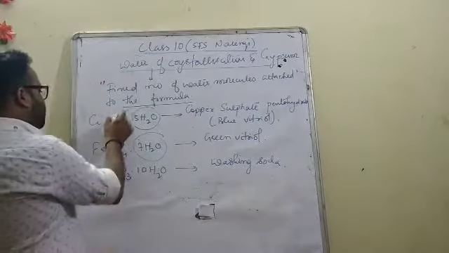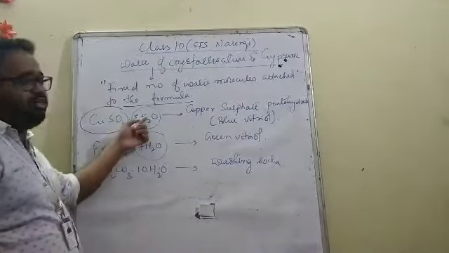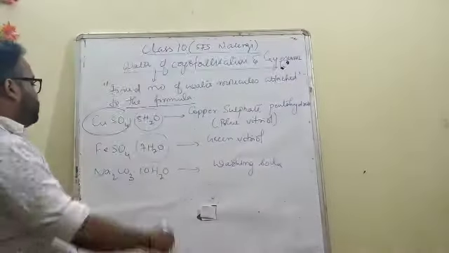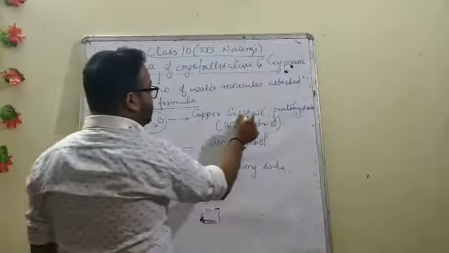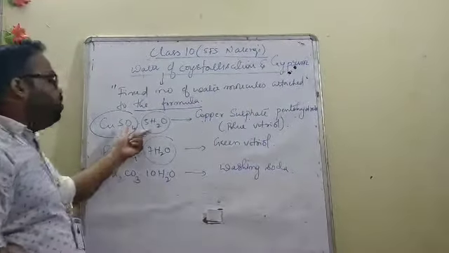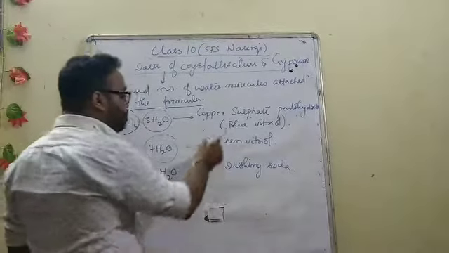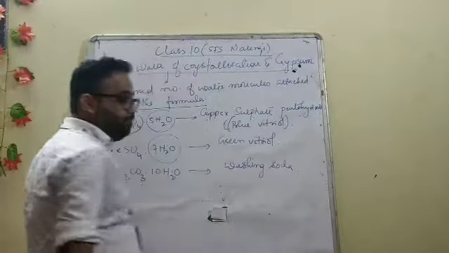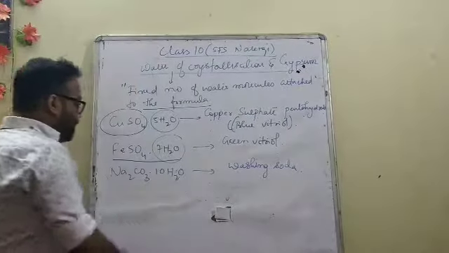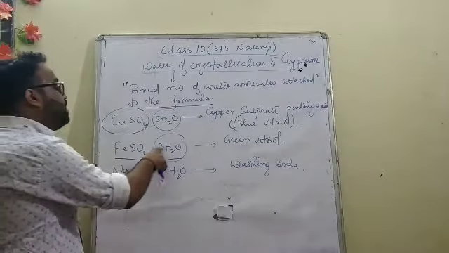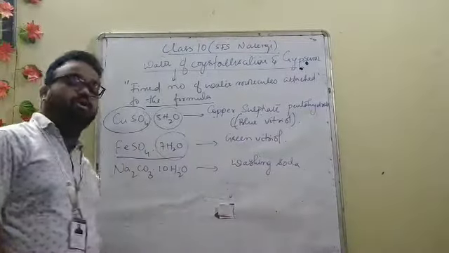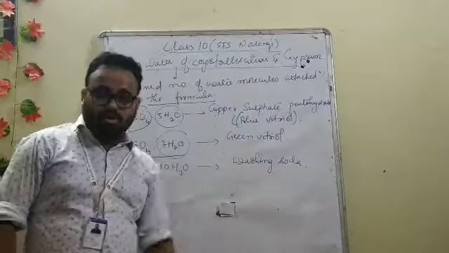If copper sulfate is CuSO4, then .5H2O means the water of crystallization attached with copper sulfate. You can call it copper sulfate pentahydrate. Pentahydrate means there are 5 molecules of water, which we also discussed in the first chapter, that is blue vitriol. Again, FeSO4.7H2O is ferrous sulfate heptahydrate. Why heptahydrate? Because there are 7 molecules of water, and that is called green vitriol.